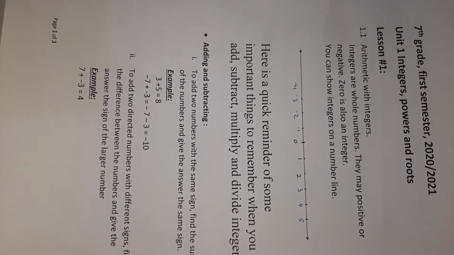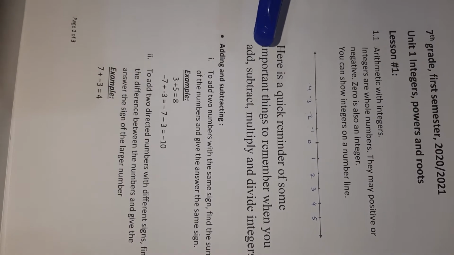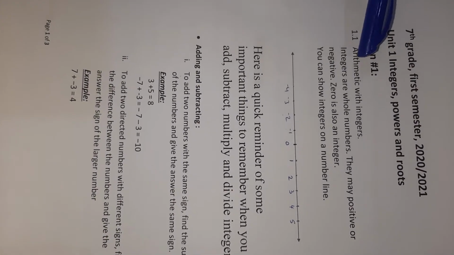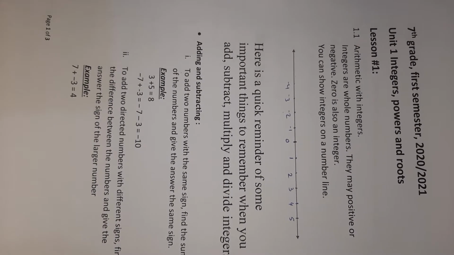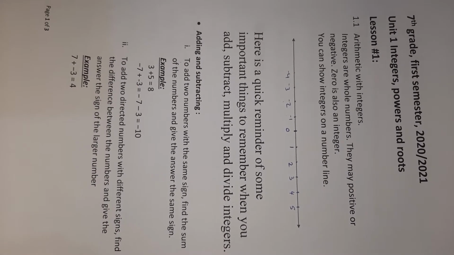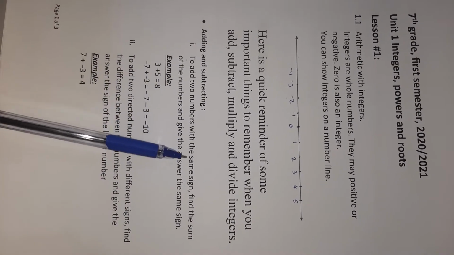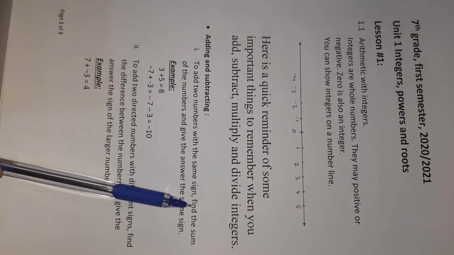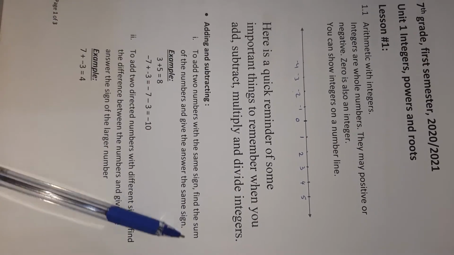Now here is a quick reminder of some important things to remember when you add, subtract, multiply, and divide integers. That's why our lesson is about arithmetic with integers. Now let's take adding and subtracting. There are 2 cases here for adding. To add 2 numbers with the same sign, you have to find the sum of the numbers. The meaning of sum is that you need to add.